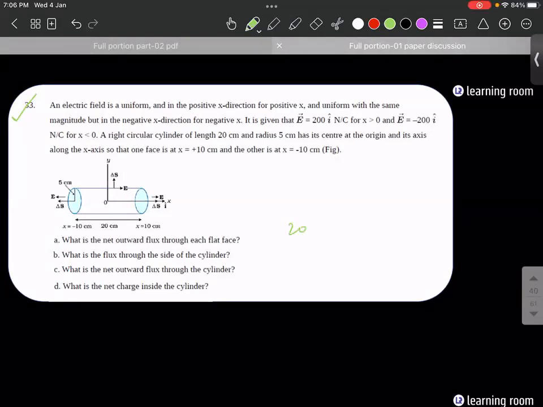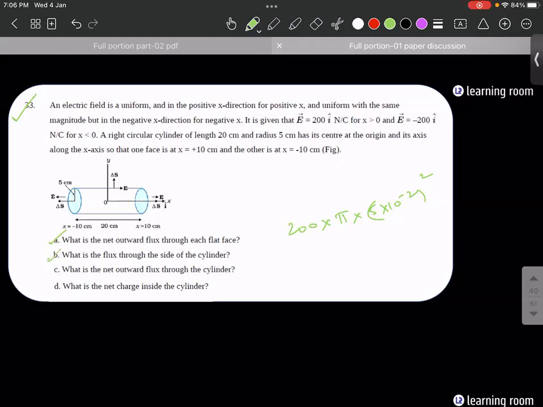So it should be 200 into area. What is the area? Pi into r square. So 5 into 10 power minus 2 the whole square. Right. So that is the net outward flux through each flat face.